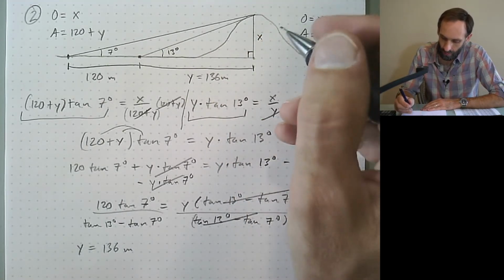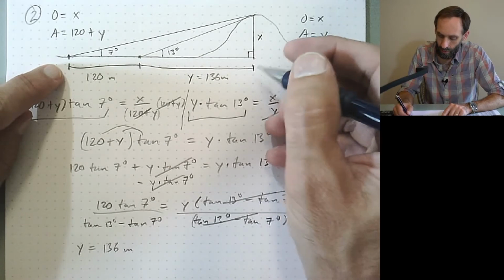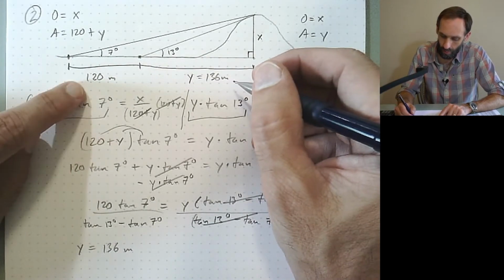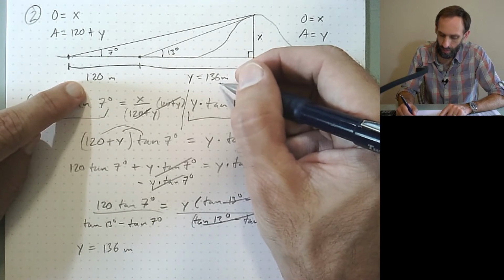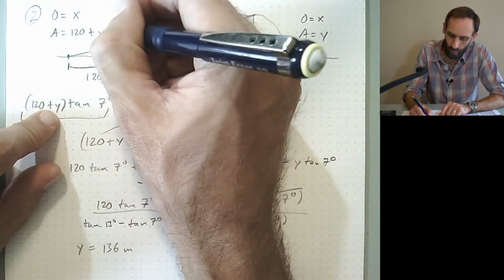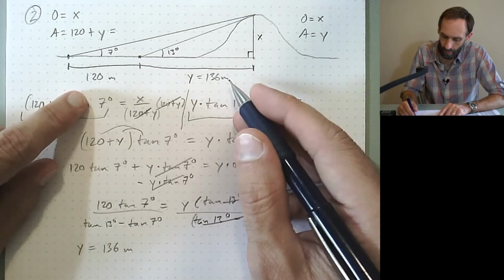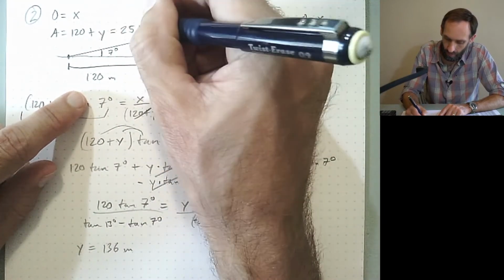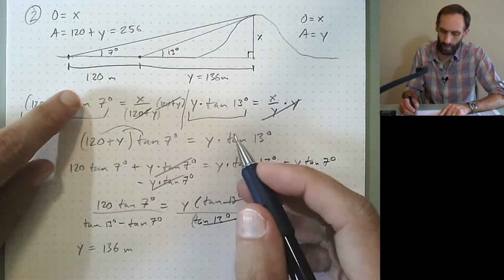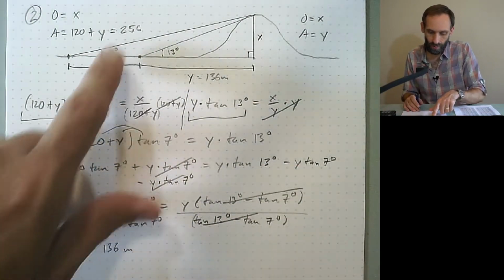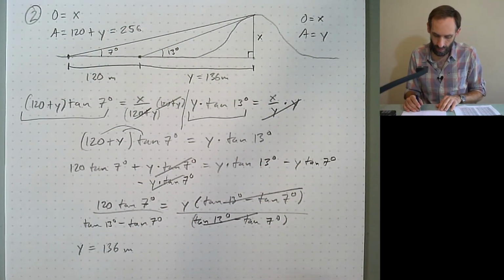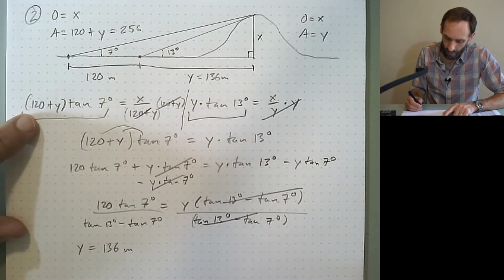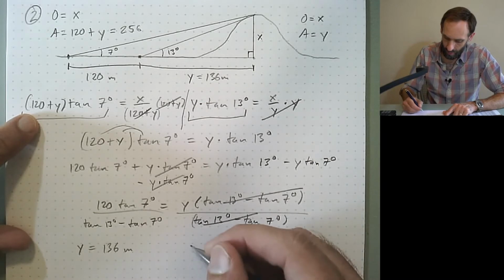Well, this is useful though, because now I know that this whole distance is going to be 120 plus 136. And so this 120 plus y, well, that's just going to be 256. So instead of 120 plus y, I can use 256. So I'll go back to this ratio here, but instead of 120 plus y, I'll use 256.